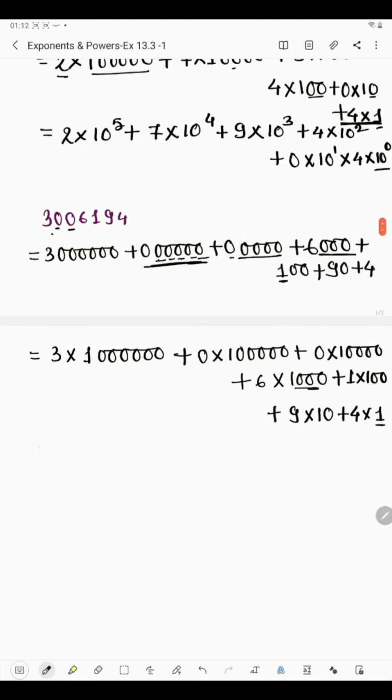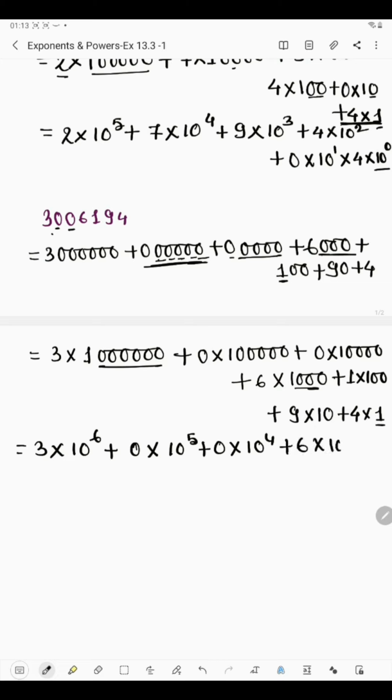Now we will write in power form. So see how many zeros are there. We have 6 zeros. So power of 10 will be 6, because when you multiply 6 times 10 you will get 10 lakh. Okay. Now after this it will be 0 multiplied by, here 5 zeros are there, so 10 to the power 5. Then we have 4 zeros, so 10 to the power 4. Then we have 3 zeros, so it is 10 to the power 3.